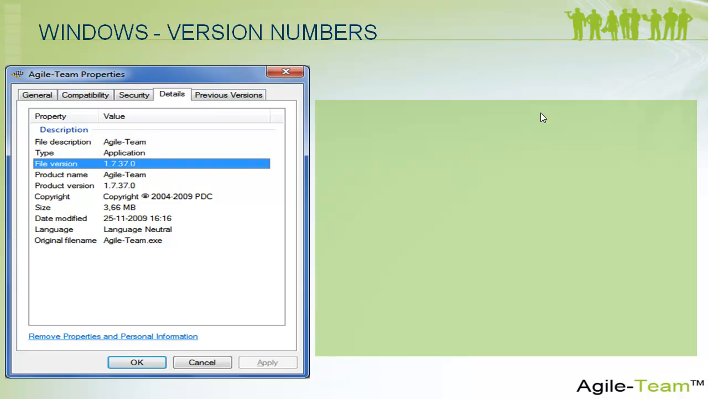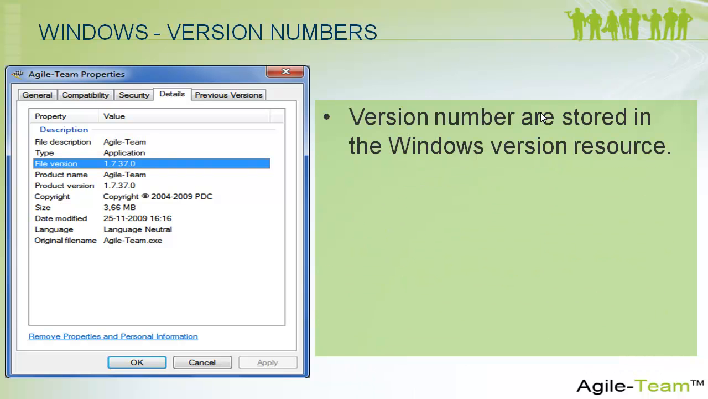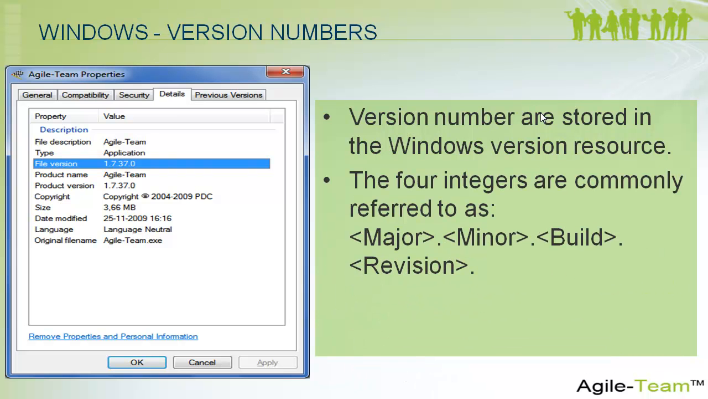Version numbers are stored in the Windows or Linux version resource for an executable. The four integers are commonly referred to as major, minor, build, revision. In Agile-Team, we can specify these four integers for a version together with a name for the version.